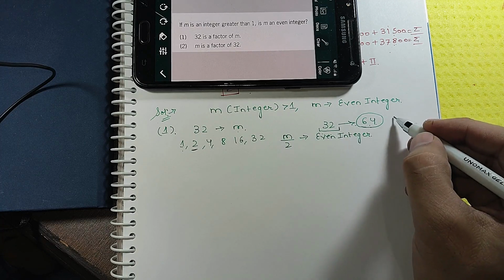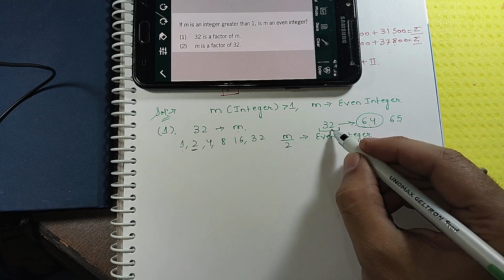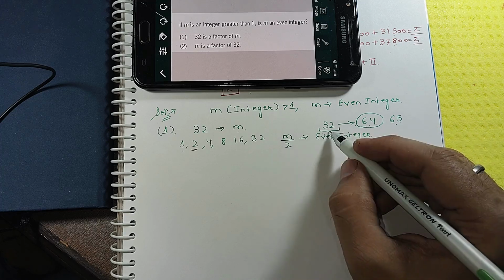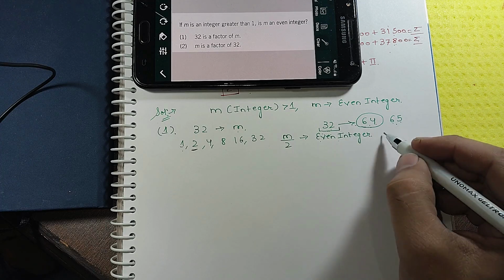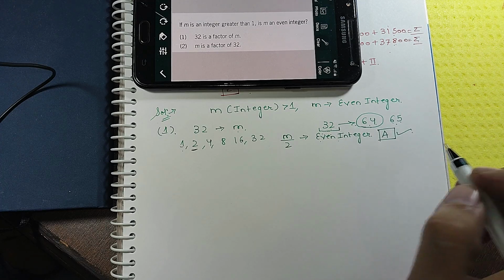Now let us suppose I write 65, but 32 is not a factor of 65. So in order for 32 to be a factor, m has to be an even integer. So that means m is an even integer. So we can say that statement A is sufficient to answer the question.